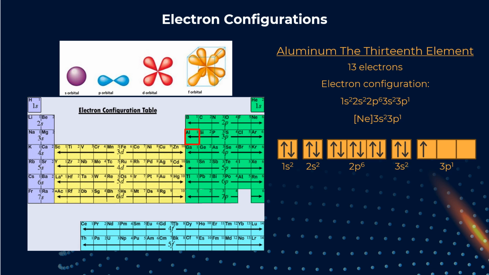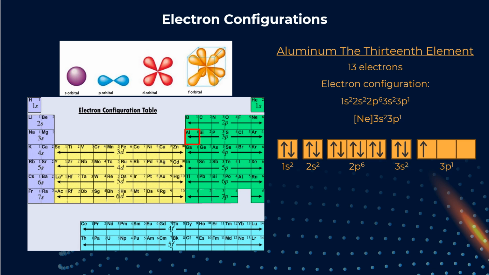If you look closely at the periodic table on the slide, you'll notice it's divided into blocks. The blue region, the s block, represents elements filling s orbitals. The green region, the p block, corresponds to elements filling p orbitals. The yellow region is the d block, and the cyan region is the f block.